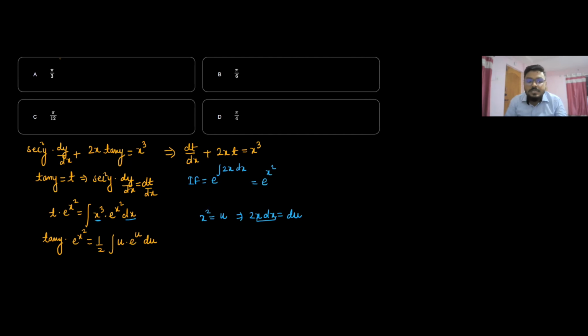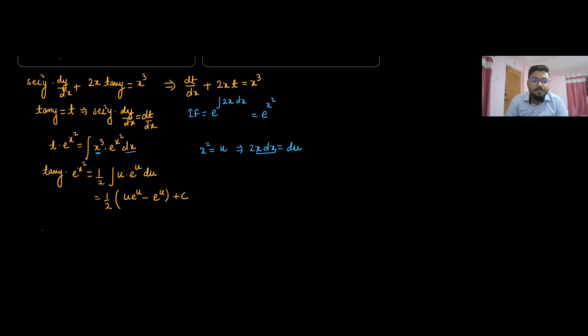Now this is by parts. So 1 by 2, and in the by parts, we will assume the second function as the exponential one. So first integral second minus the integral of derivative of first, where the derivative of u is 1, and the integral of e power u is e power u, plus c. So this is tan y into e power x square equal to e power u, which you can take common, and u was x square. So e power x square divided by 2 into (u minus 1), and u is again x square. So x square minus 1 plus c. Now this is the solution.